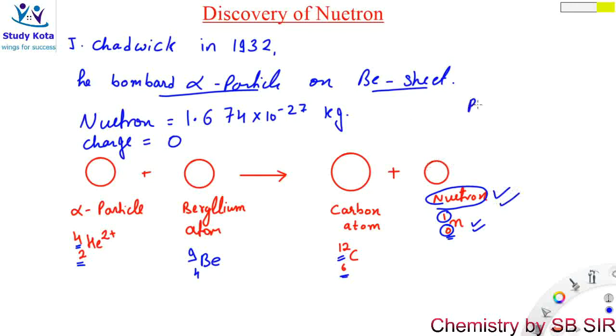Mass of proton was equal to 1.672 into 10 to the power minus 27 kg. Mass of neutron is 1.674 into 10 to the power minus 27 kg.